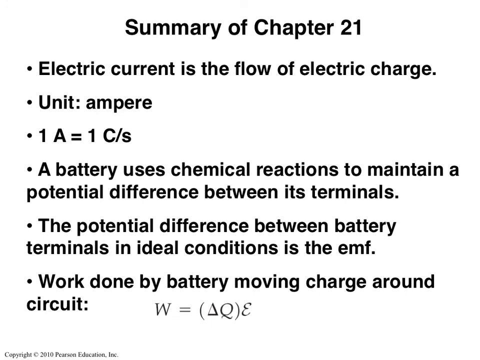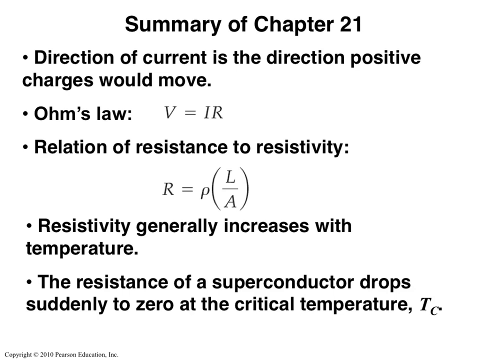Just to summarize a few things: electric current is the flow of electric charge. We use amperes for this, and it's also I. A battery uses chemical reactions between its terminals, plus and minus. The potential difference between a battery's terminals is called the EMF, which is this little E symbol here. We can figure out work by charge times EMF.